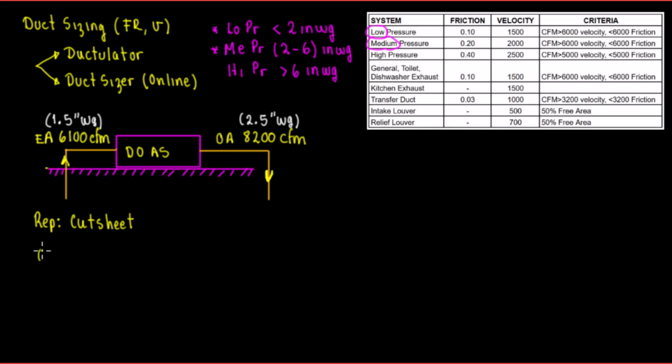Okay, so for the OA, again, I was mentioning the OA is 8200 CFM. Okay, we're not gonna put CFM, it's obvious. And then the static pressure is gonna be 2.5. Okay, 2.5. However, we're gonna go with this 8200 CFM. So for 8200 CFM, we go to the table, and then we need to determine, number one, if it's a low pressure or medium pressure duct. So see, for 2.5 inches of water gauge, it goes in the category of medium pressure. See, medium pressure.